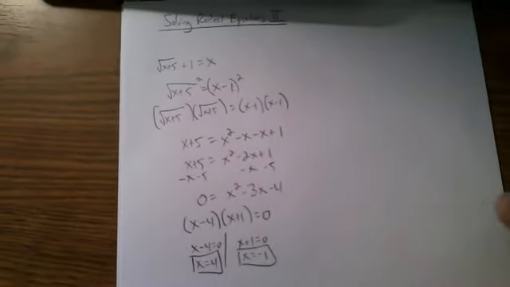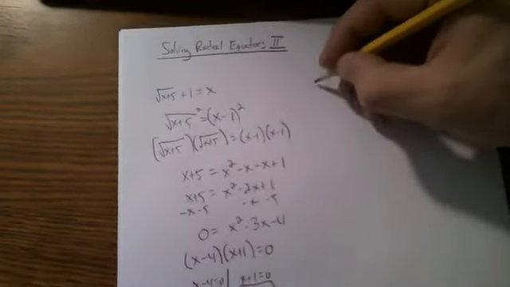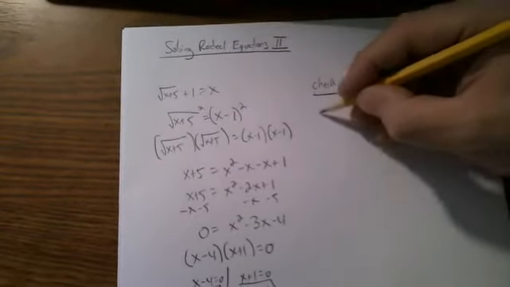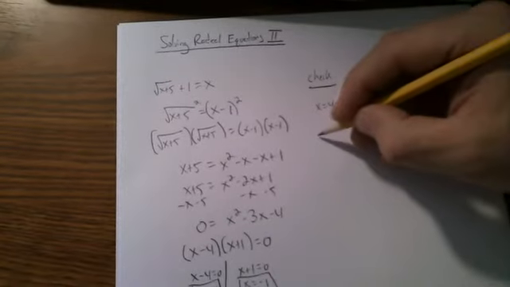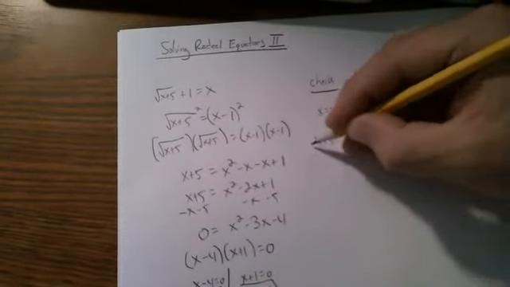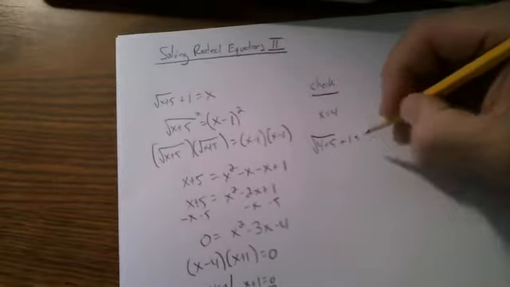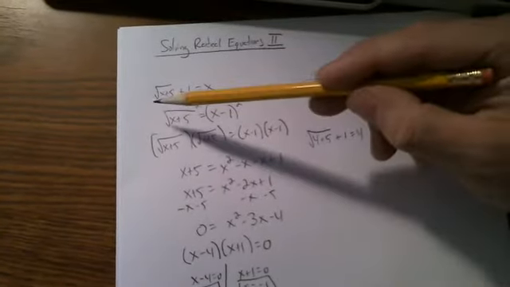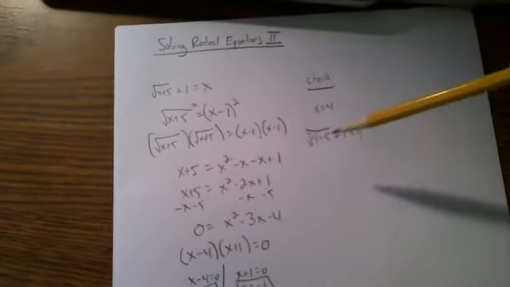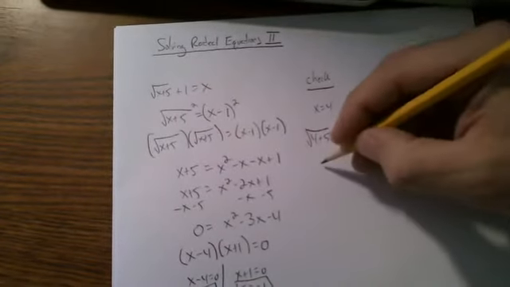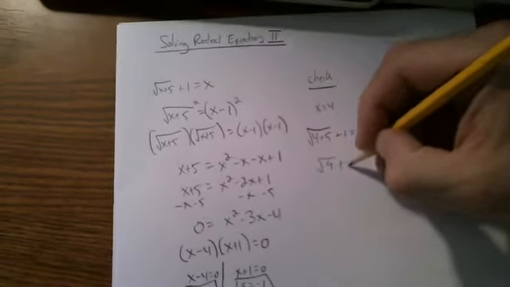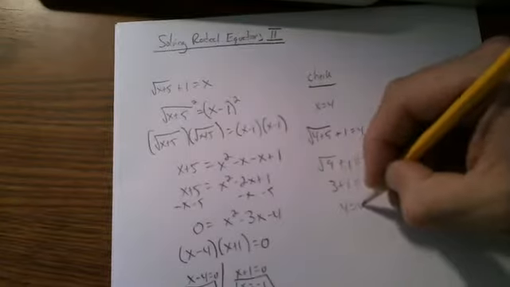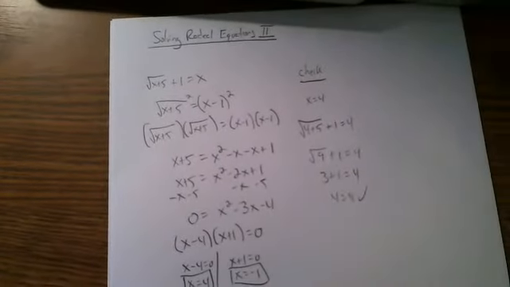Now we're not sure if these are solutions, so we're going to go back and check. For x equals 4, we would have had the square root of x plus 5, plus 1 equals x. The square root of 4 plus 5, plus 1 equals 4. The square root of 9 plus 1 equals 4. 3 plus 1 equals 4. And 4 equals 4. So 4 is a solution.